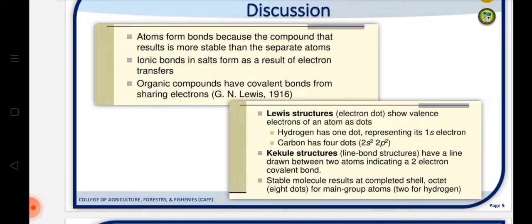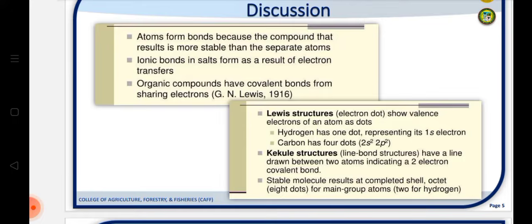Atoms form bonds because the compound that results is more stable than the separate atoms. Meaning, the compound is more stable when the atoms combine or bond than when they stay separate or alone. So again, they need to bond so that the resulting compound is more stable. In salts, ionic bonds form when electrons are transferred from one atom to another. In ionic bonding, one atom donates electrons and the other atom receives electrons. So that is the ionic bond.